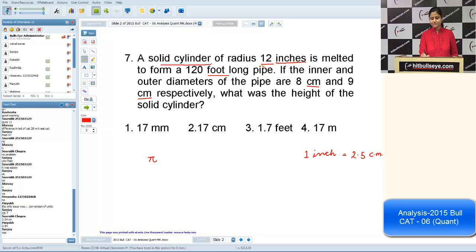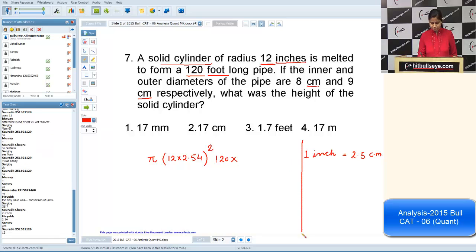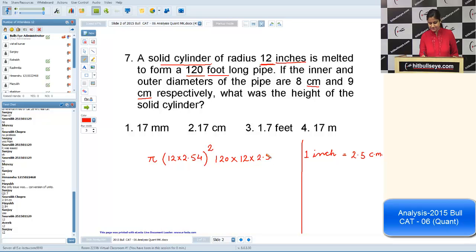What is the radius here? 12 inches. So it will be 12 into 2.54 square. H, 120 foot. In a foot, how many inches? 12 exactly. And further we are converting this into centimeter. That is the centimeter cube volume of the solid cylinder.